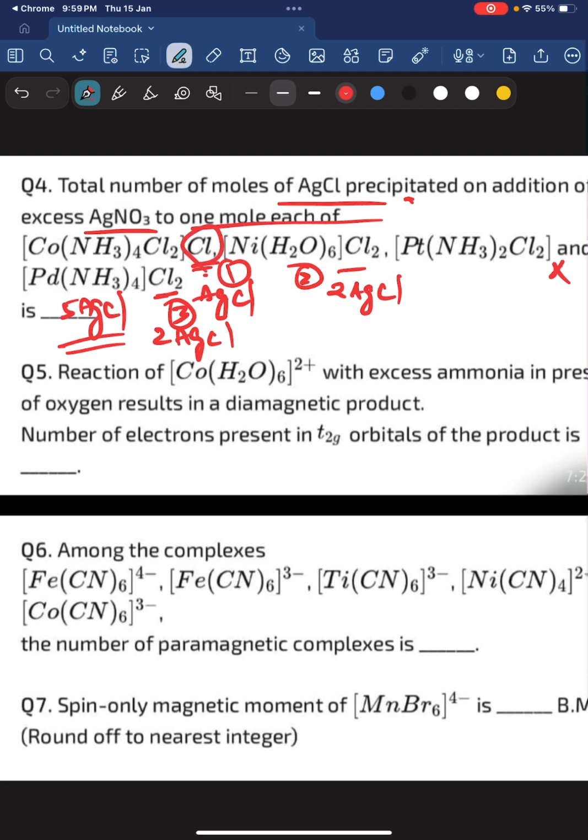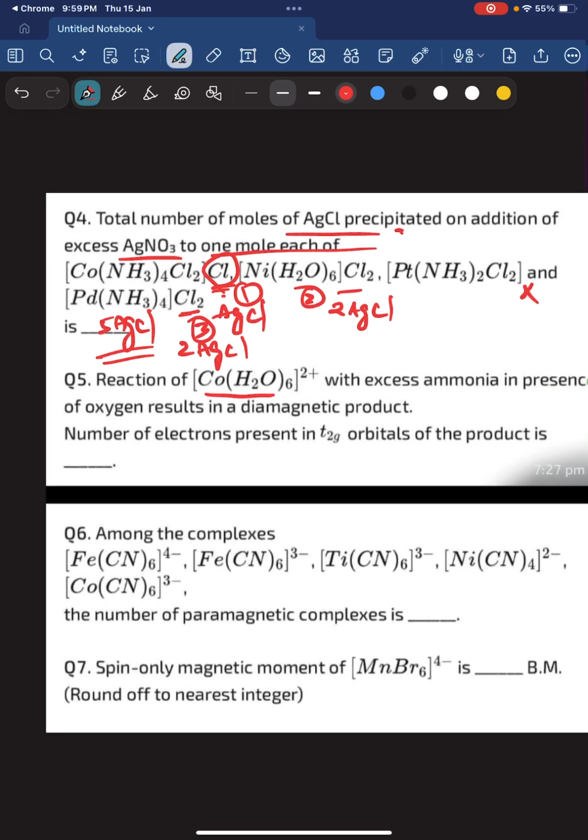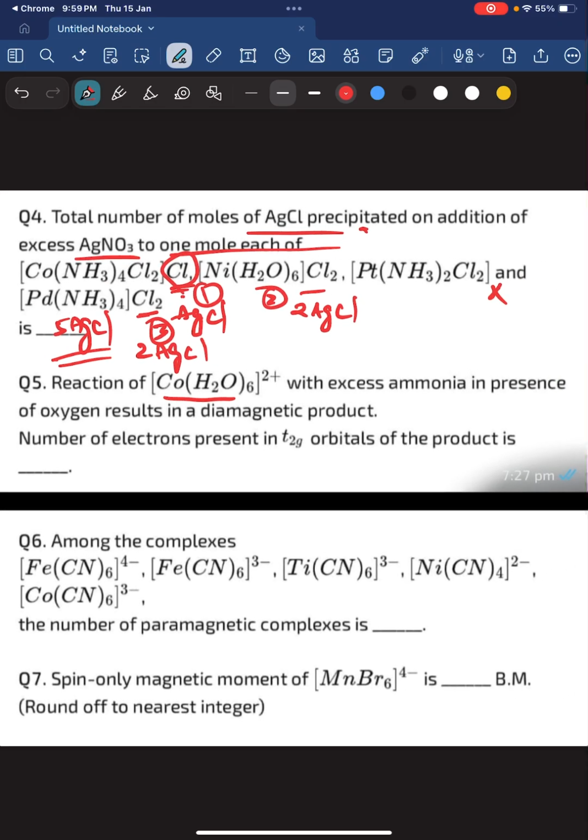So that's how the reaction of Co(H2O)6 with excess ammonia, in presence of oxygen, gives a diamagnetic complex. The number of t2g electrons, that's the question. So here, diamagnetic complexes, how can we get it? So Co(H2O)6.